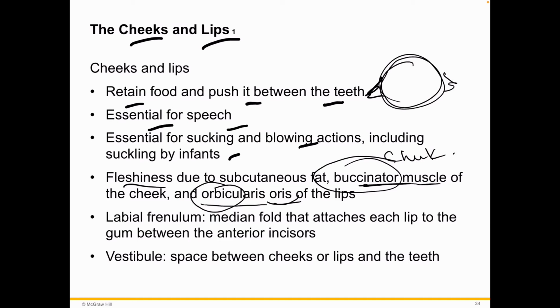Okay, the labial frenulum, we talked about that, the medial fold that attaches each lip to the gum between the anterior incisors. And we talked about the vestibule right under the lips, right, where you would tuck it right in. So it's the space between the cheeks, or the lips, and the teeth.